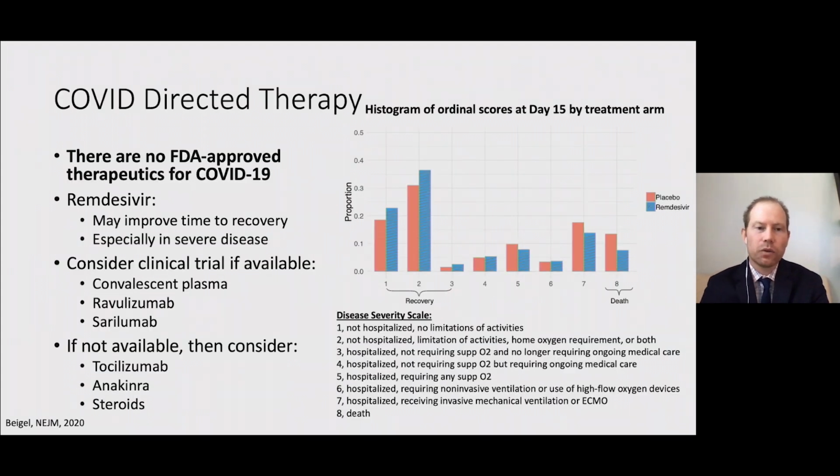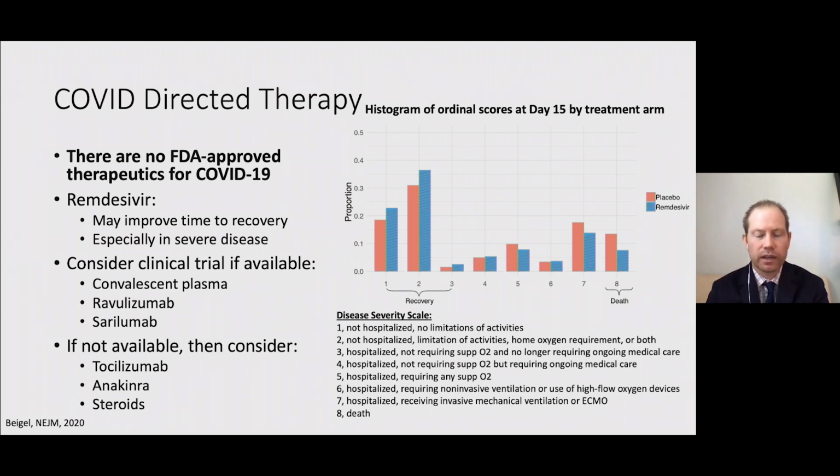And finally, a word about COVID-directed therapy. There are no FDA-approved therapeutics for COVID-19. The therapeutic that's gotten the most interest and has been the most exciting has been remdesivir. And in general, it appears to improve the time to recovery, especially in severe disease.